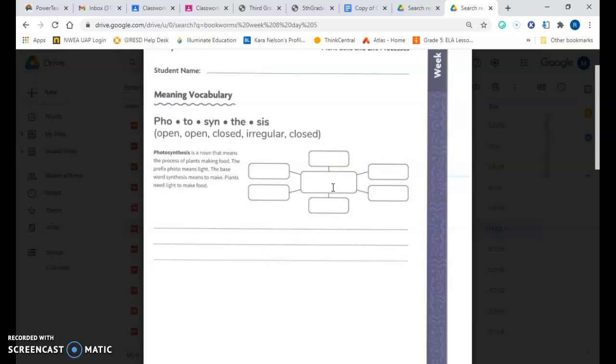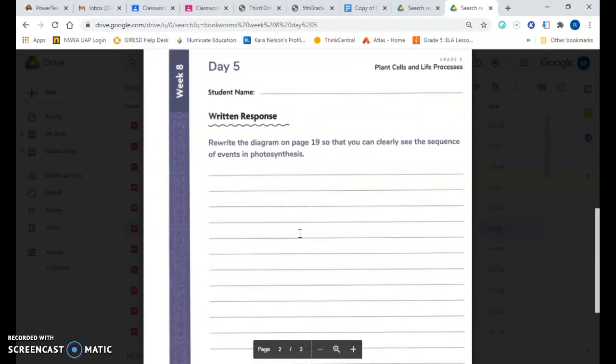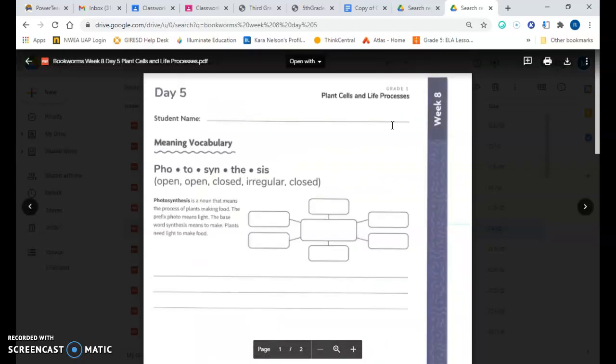So you're going to put photosynthesis in the middle here, and then a who, what, where, when, why, how. You just need at least 3 of those to go along with your vocab word. Then as you look down here, rewrite the diagram on page 19 so you can clearly see the sequence of events in photosynthesis. Really, this is just going to be a numbered list, and you can see that list in our book up here.